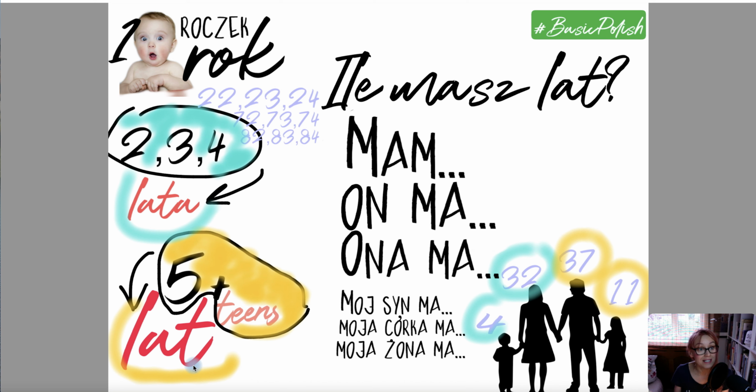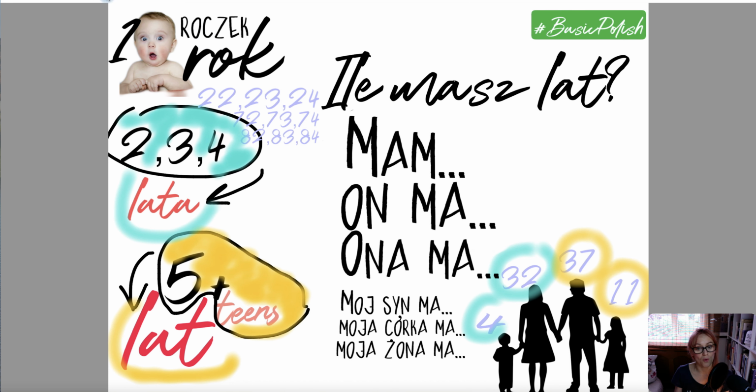If a woman was 25, I would say "ona ma 25 lat." If a woman was 48, I would say "ona ma 48 lat." So we will be using predominantly "lat," but when you've got these three numbers, or where a child is just 1 year old, you will have a different version of the word years.